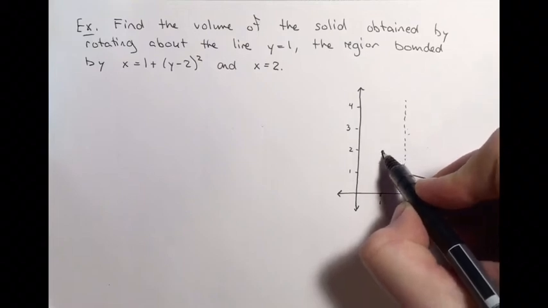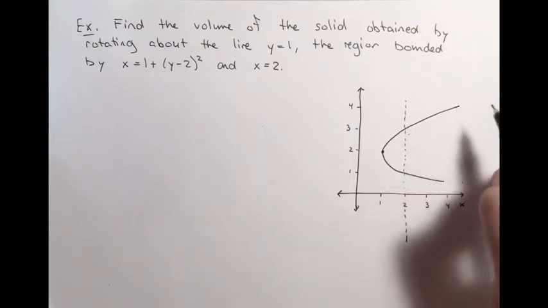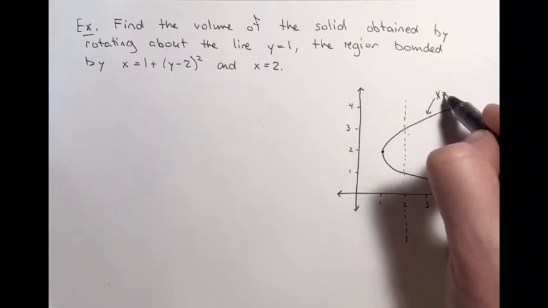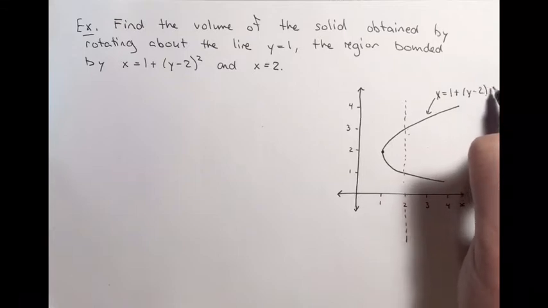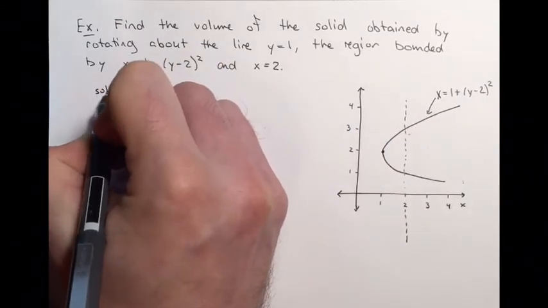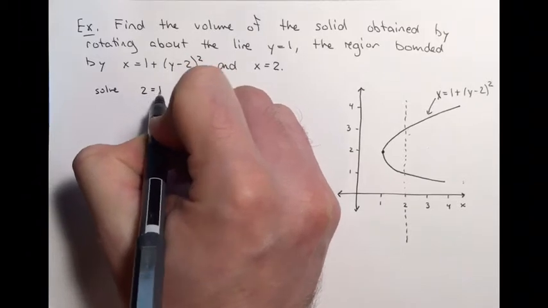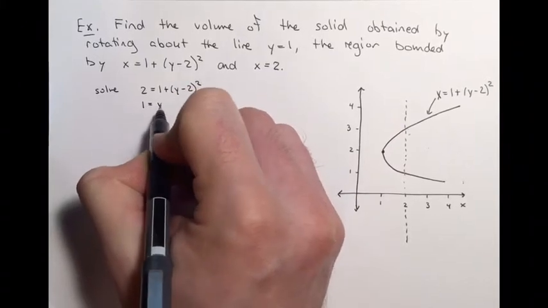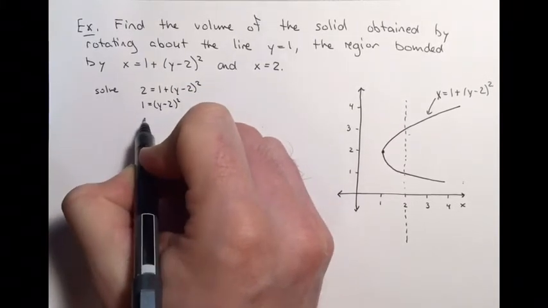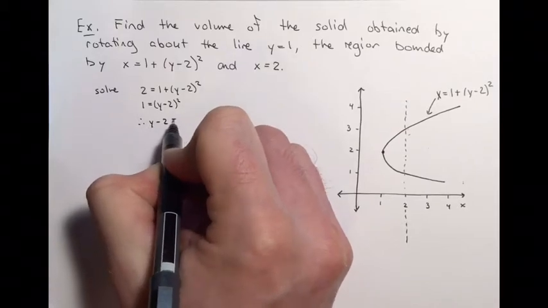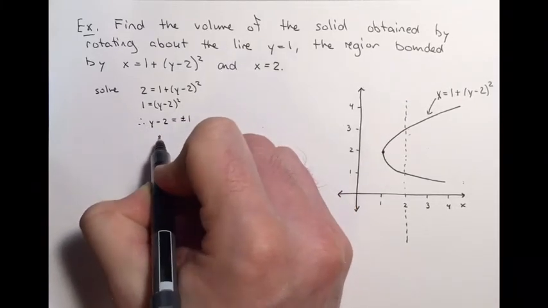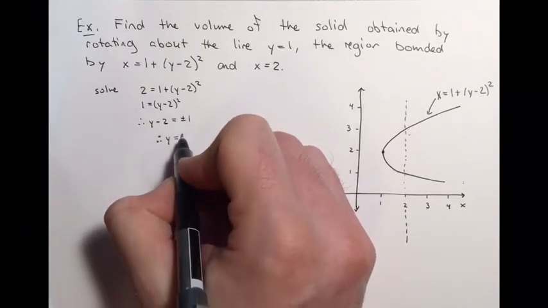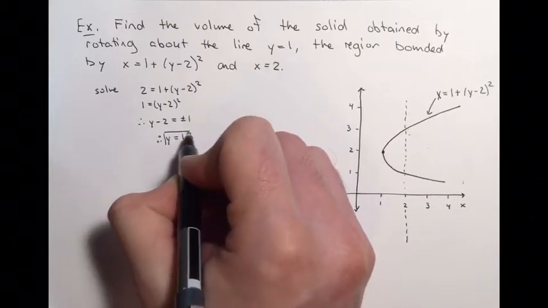And again, this doesn't have to be perfect. If you want to know the intersection of our parabola with the curve x equal to 2, we can solve when 2 is equal to our parabola, and we end up getting that y minus 2 is going to be equal to plus or minus 1, which means we end up with 2 y values as our solutions. We end up with y is equal to 1 or y is equal to 3.